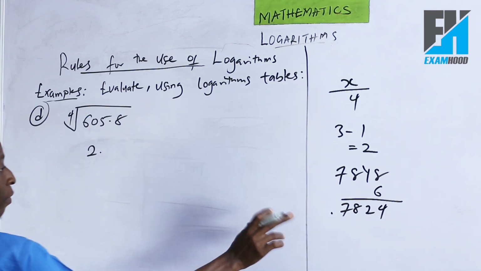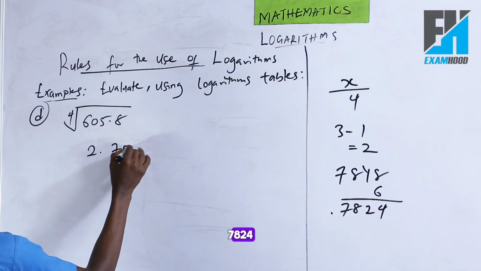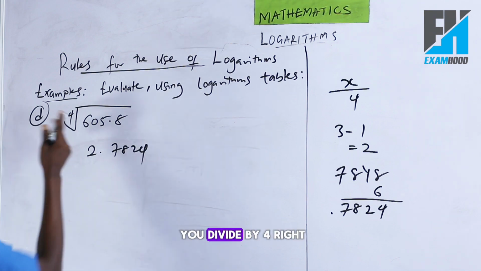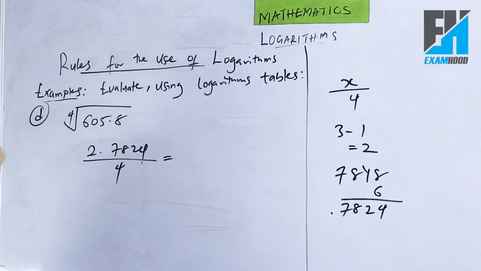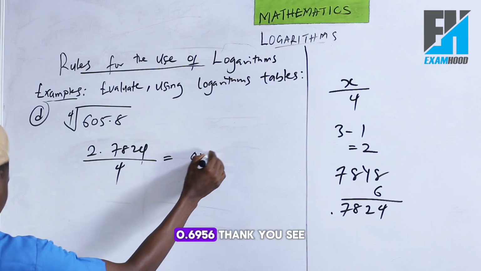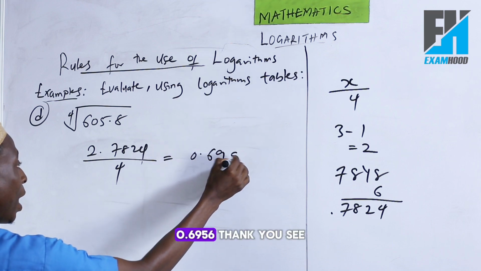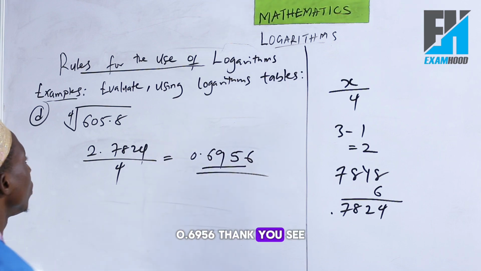Point 7824. The law says that you divide by 4, right? Divide by 4, which is equal to 0.6956. Thank you. See you in the next class.